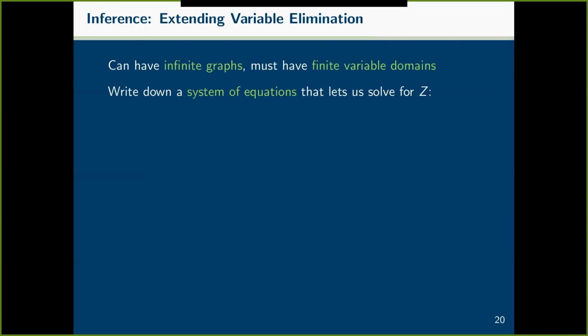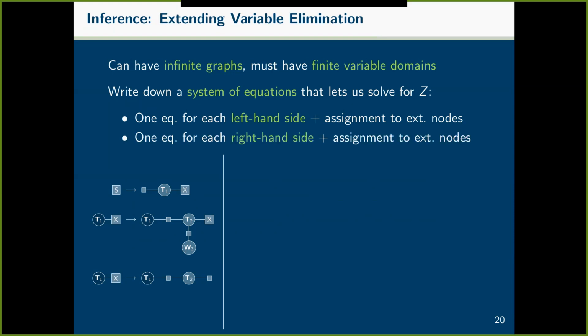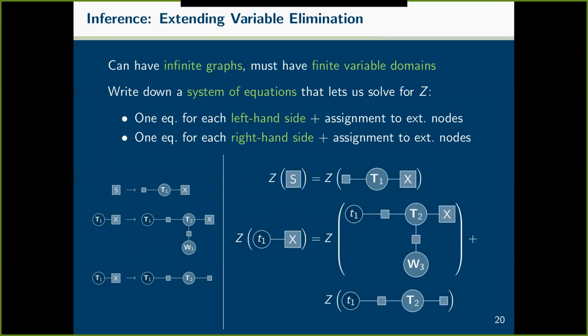So the way we're going to do this, we need to compute Z, and in order to compute Z, we're going to write down a system of equations that lets us solve for it. And as you might expect, this system of equations is based on the grammar rules. We're going to have one equation for each left-hand side plus assignment to external nodes, plus one equation for each right-hand side plus assignment to external nodes. So I'm going to show you what that looks like. So these are the equations for the left-hand sides.